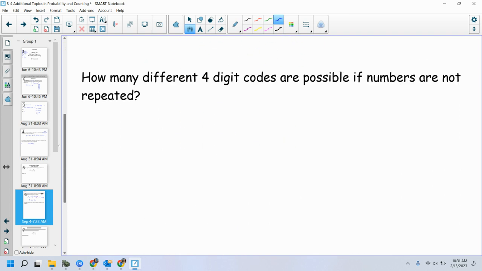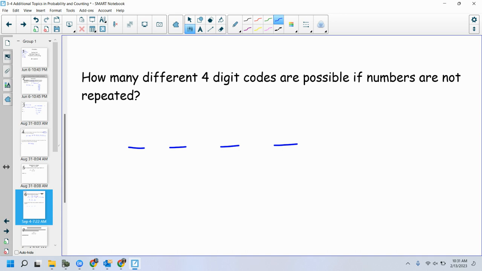How many different 4-digit codes are possible if numbers are not repeated? Hey, this sounds familiar, right? I know we've done this by just counting blanks, but let's do it as a permutation. Wouldn't you agree that order matters here? 1, 2, 3, 4 is a different passcode than 4, 3, 2, 1. One will unlock it and one will not. So therefore, I do have order mattering.